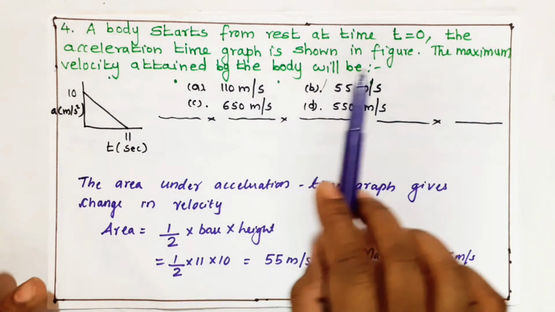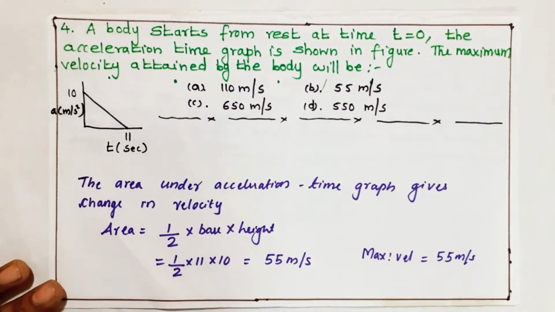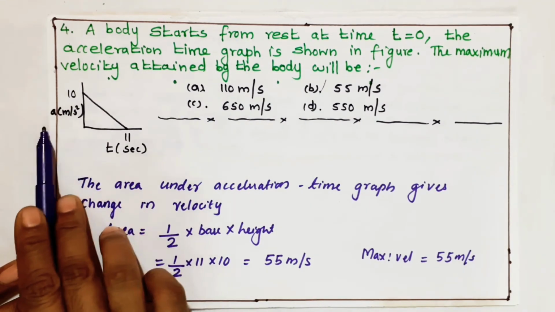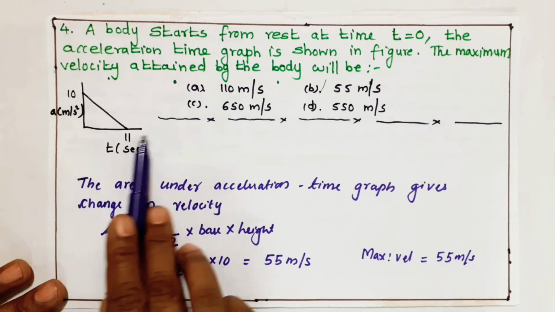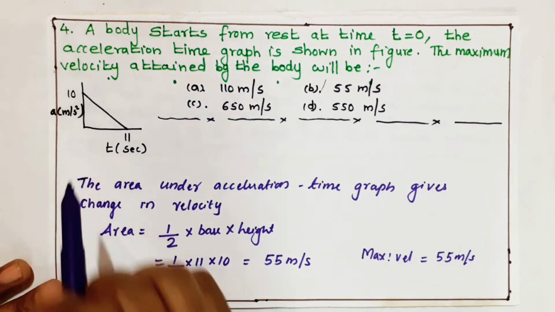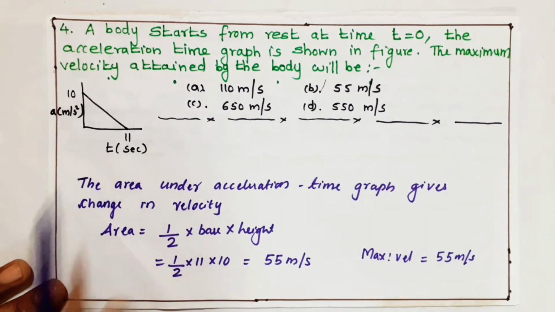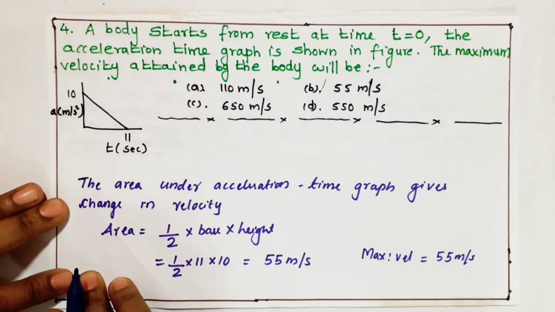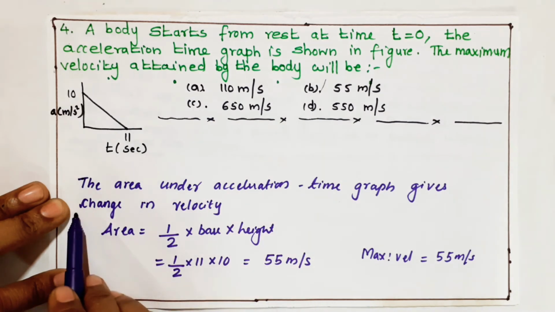Now, a body starts from rest at time t equals 0. The acceleration time graph is given. What is the maximum velocity? See here, they gave y-axis as acceleration and x-axis as time. On the y-axis they gave 10, on the x-axis they gave 11 seconds. And remember, it is an acceleration time graph.